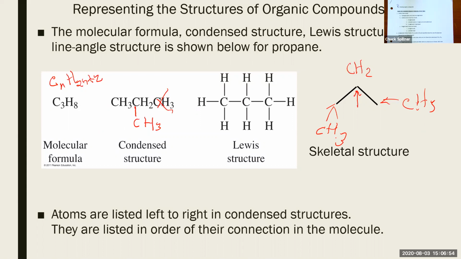The little note at the bottom says atoms are listed left to right in condensed structures, but they don't have to be. You could put H3C there. You could put the H in front of the carbon. In the skeletal structure, if we had an oxygen in here, we'd have to write the oxygen. And if there were hydrogens attached to the oxygen, like an OH, you'd have to write that.